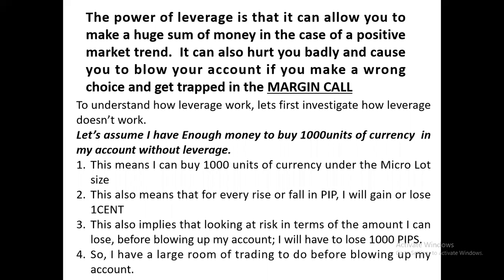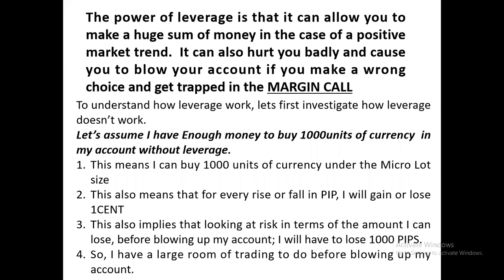Keep that in mind. The micro lot size is actually 1,000 units of currency and it has a value per pip of $1. This also means that for every rise or fall in pip, I will gain or lose 1 cent. Looking at the risk in terms of the amount I can lose before blowing up my account, I will have to lose 1,000 pips. That's if I'm working without leverage.